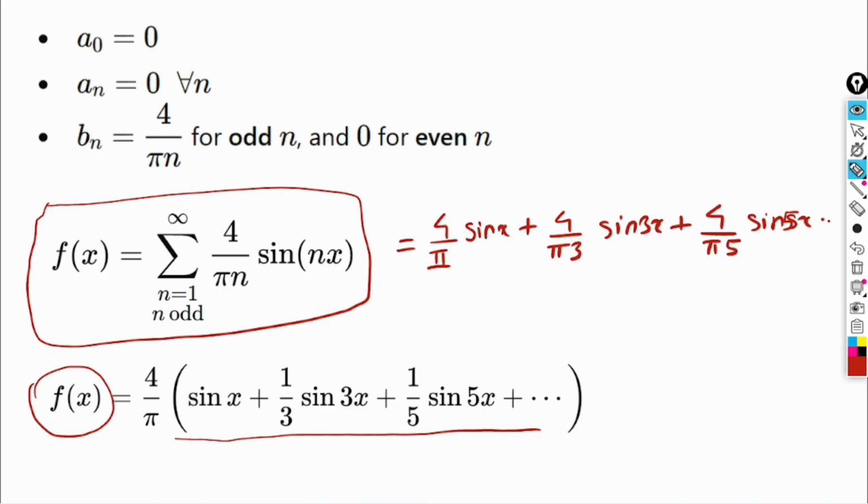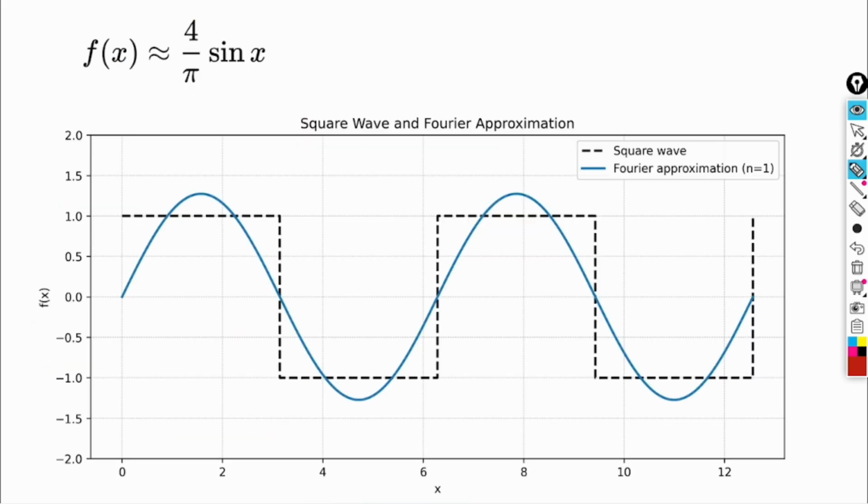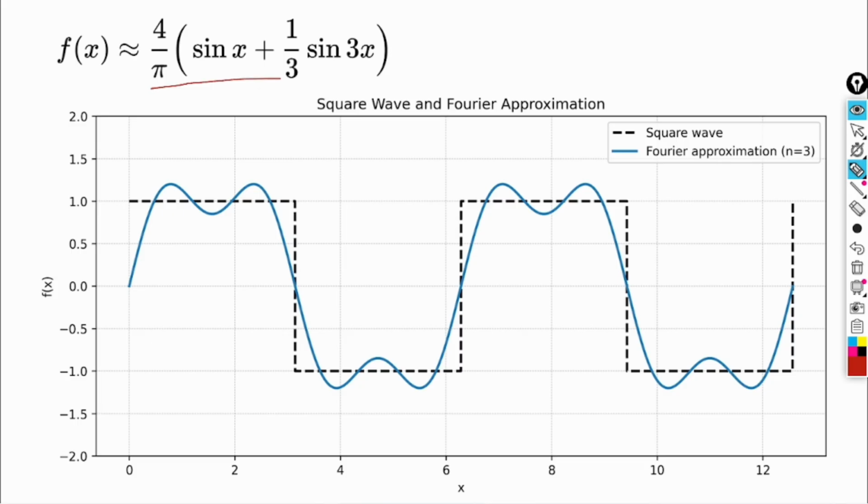Now we will visualize the Fourier series for the square wave function using graphs. You can see here I plotted the graph of f of x versus x, and this dotted line is the square wave and the blue one is the Fourier approximation. For this graph I only consider the first term. Now we will add another term and see the graph. When we add two terms, we get this Fourier approximation graph, which is closer to the square wave as compared to the first case.